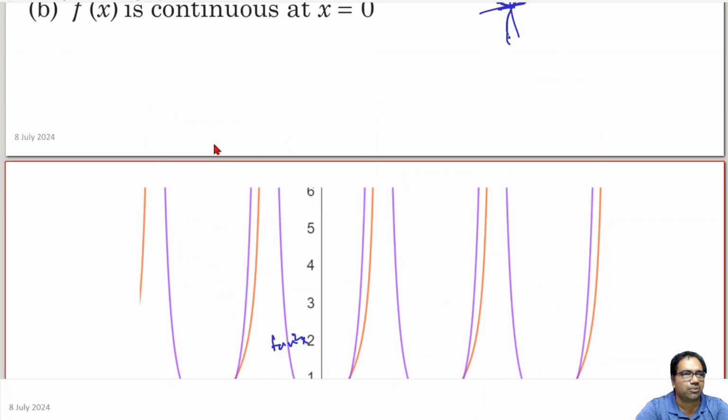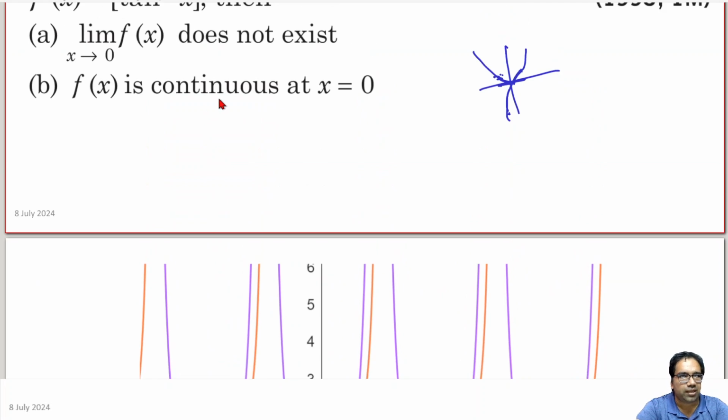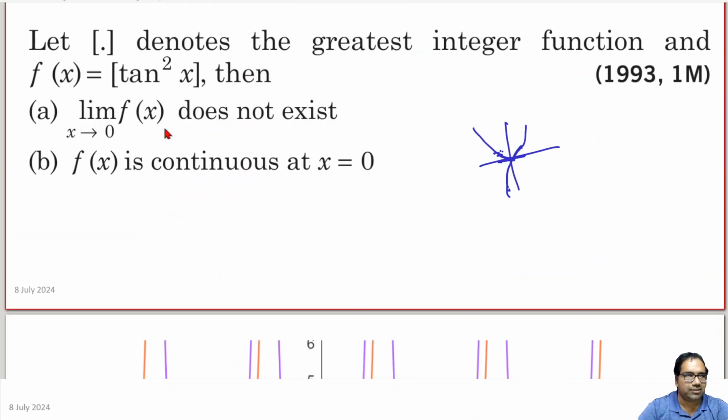So it's a very basic problem. Both are correct. The limit also exists. So the statement is wrong. The limit exists and it is continuous at x equal to 0. Right guys?